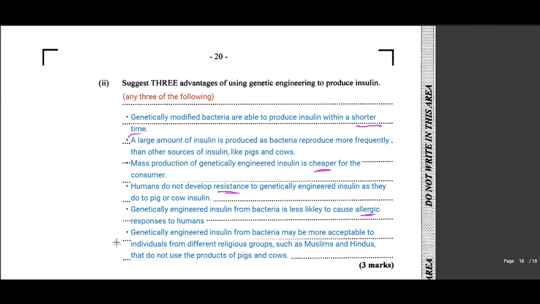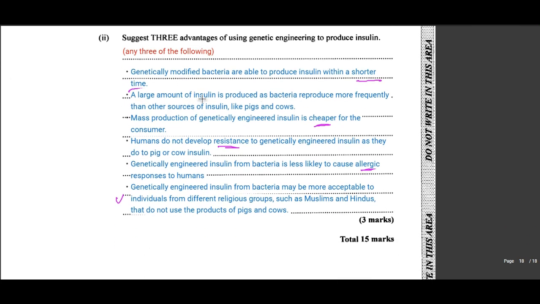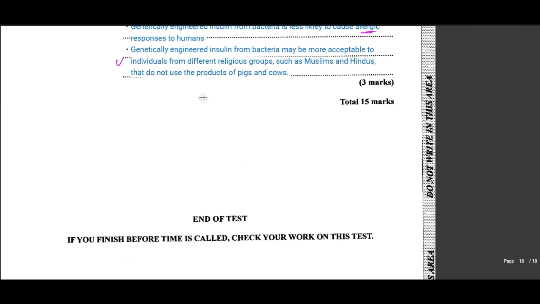And for those of us who, for religious reasons, don't interact with products of pigs and cows, this helps to get around that problem, because now I don't have to worry about going against my religion by putting these pig and cow products into my body. Now I just use the genetically engineered insulin. It's human insulin. So that's basically it for that. You have 6 options and you just have to choose any 3. And that's it for January 2017. Yay!